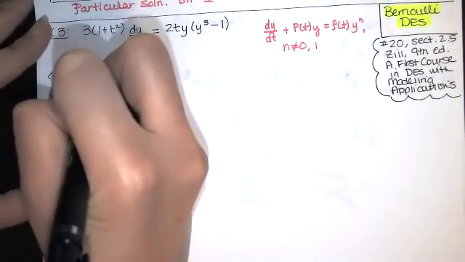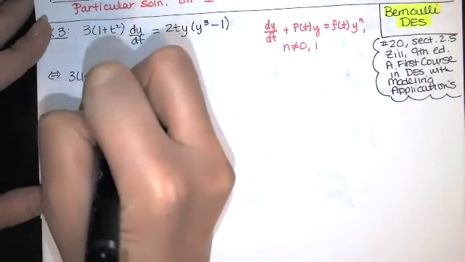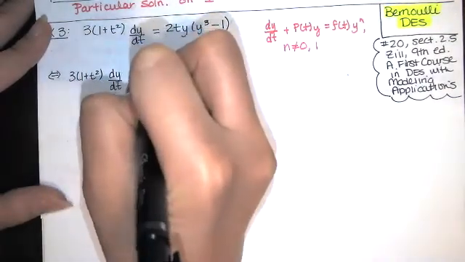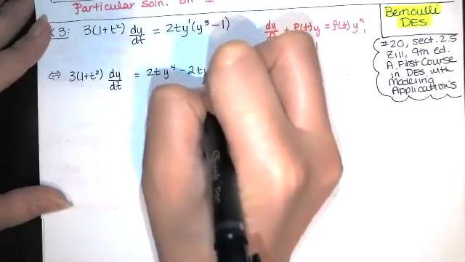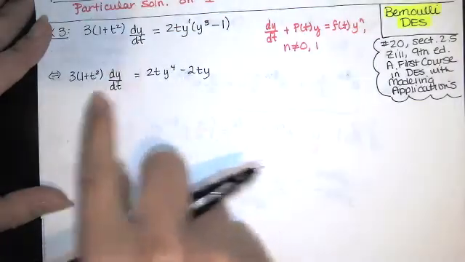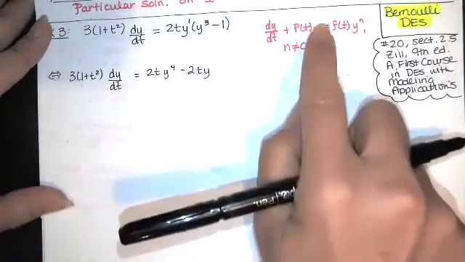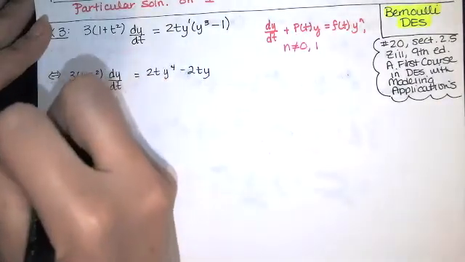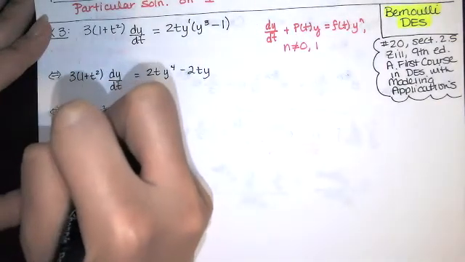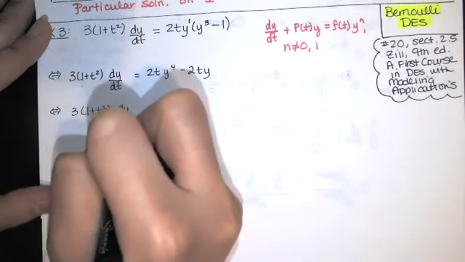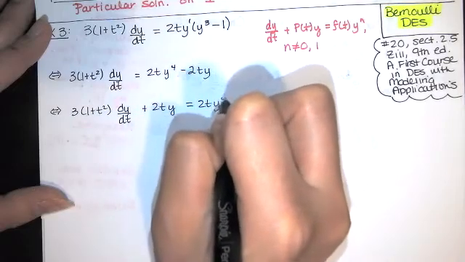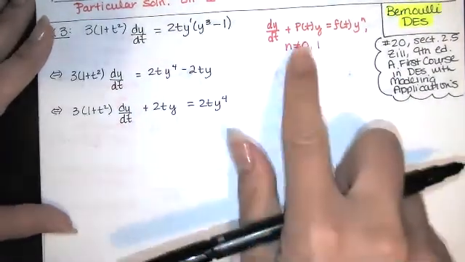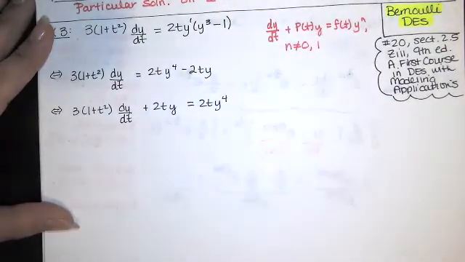So let's rewrite that left-hand side, distribute on the right-hand side, add the exponents, and then to make this differential equation look like this, I need that y term on the other side. Okay, so now this almost looks like that. It's very close. Not quite, but it's very, very close.